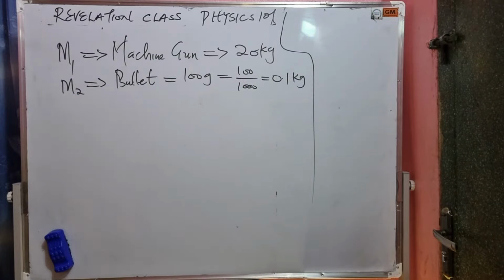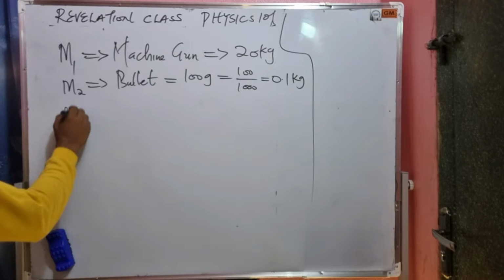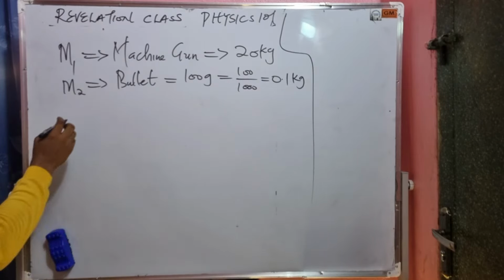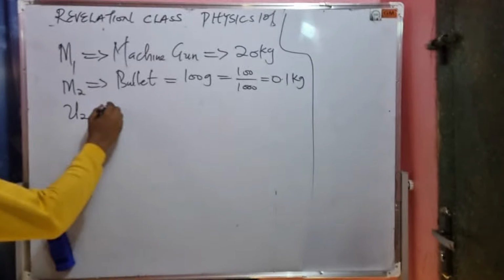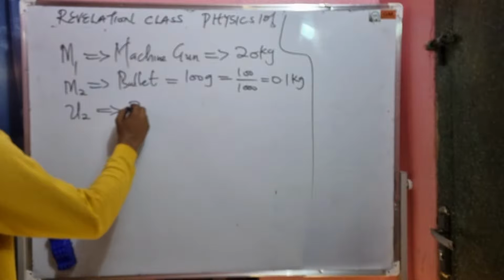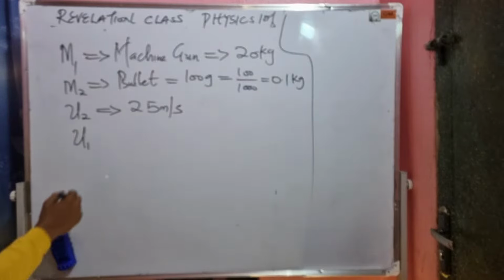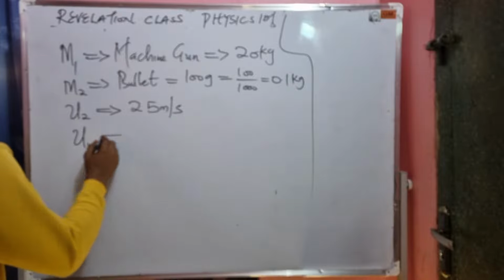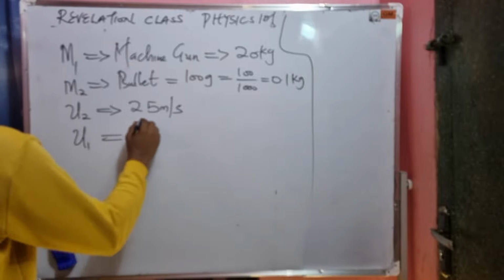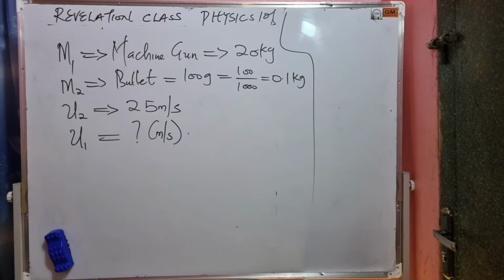Okay, so let's finish up with a velocity of 25 meters per second. So the speed of the bullet is given as 25 meters per second. Then we have to find the recoil velocity of the gun, meaning the velocity of the gun, recoil in meters per second. Now let me explain, then we can solve.